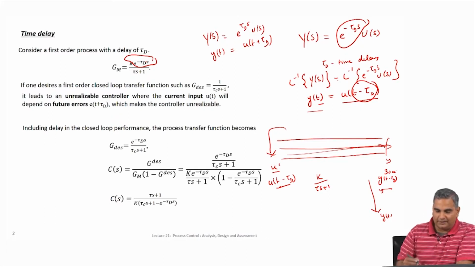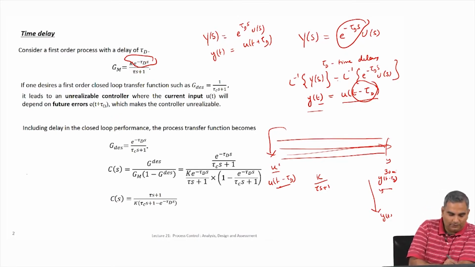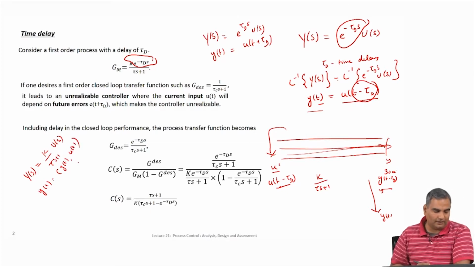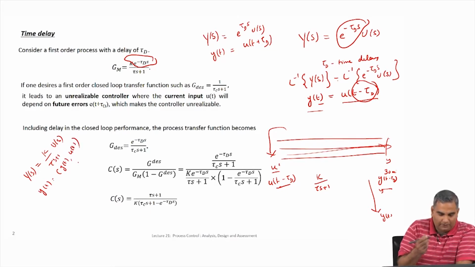There are multiple interpretations for this. For example, if y of s is K over tau s plus 1 times u of s, this is without time delay. This basically says y of t is going to be some convolution between some function g of t and u of t. So, some convolution form is going to be here. Now, a layman way to understand what impact this has is the following.